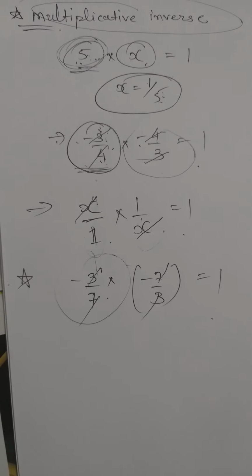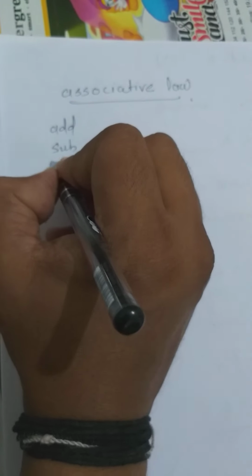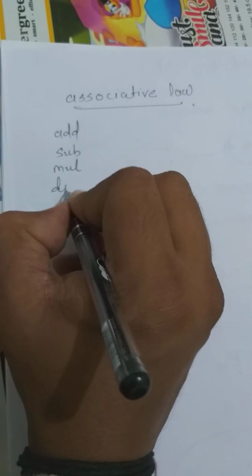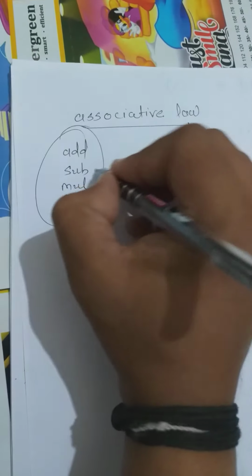Okay. Now we are moving to the next topic, which is the associative law. It's also easy. So we have to see the associative law for addition, subtraction, multiplication and division for rational numbers.